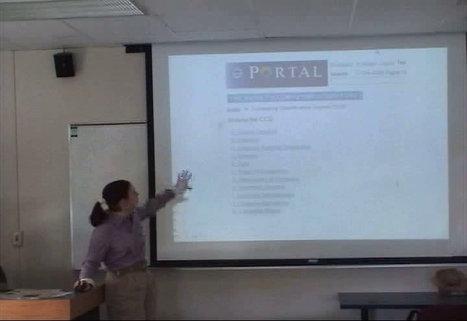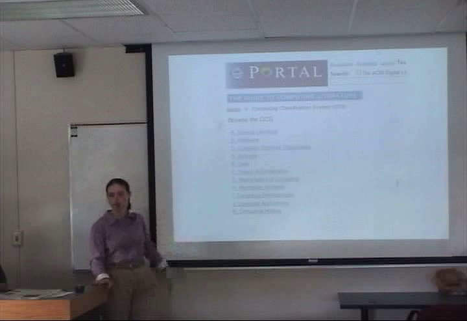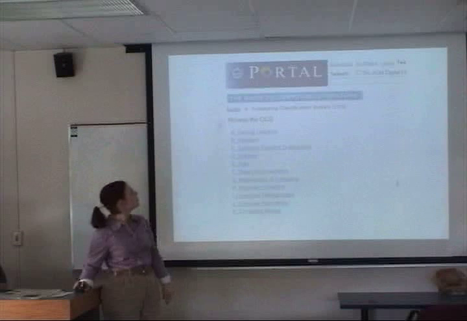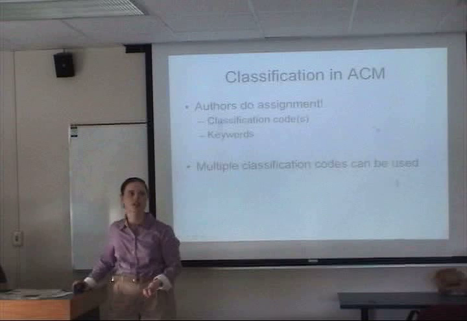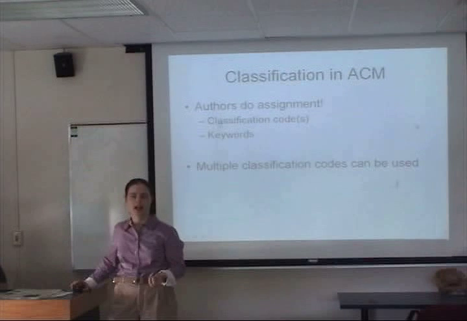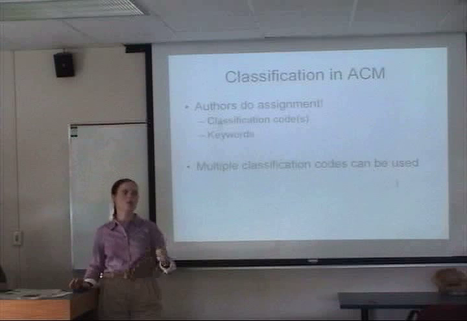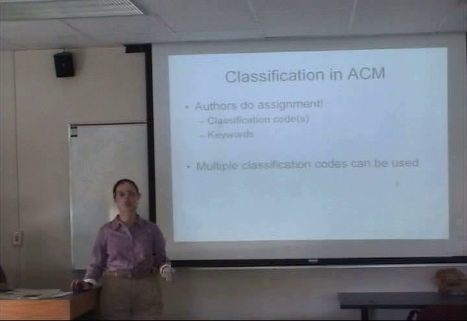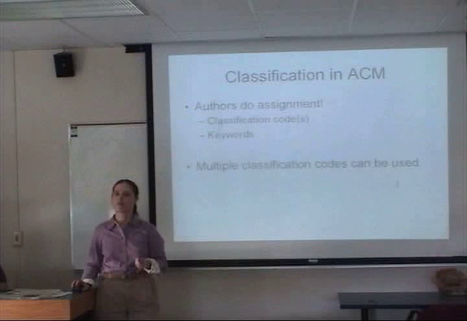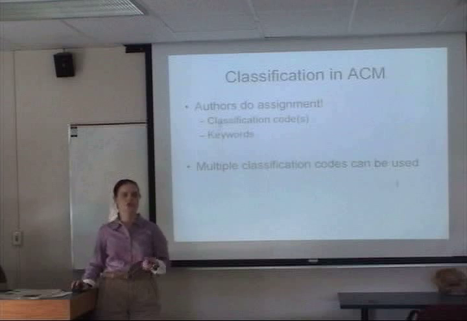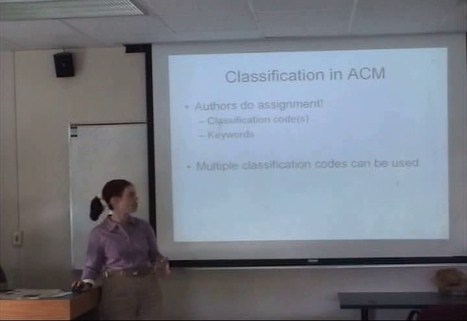So here you can see the top level. There's 11 top level classes. And the classification is actually done not by a professional classifier, which is what you have in most classification systems, but by the authors themselves. Keyword assignment is also done by an author. The classifications, you're not limited to just one. You can have a primary and then secondary classifications.